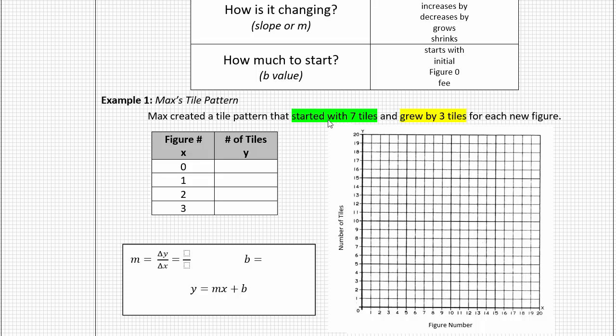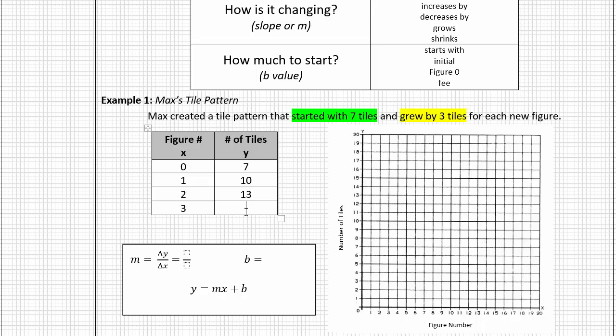So if I know that it starts with 7 tiles, well, and it's up here in our chart too, starting value is always when x is 0, so figure 0 must have 7 tiles. And if it increases by 3 tiles, or it grows by 3 tiles for each new figure, well, I already have the figures here, so it grows one more. Well, 7 plus 3 is 10, and if I add 3 more to that, figure 2 would have 13. And how many does figure 3 have?